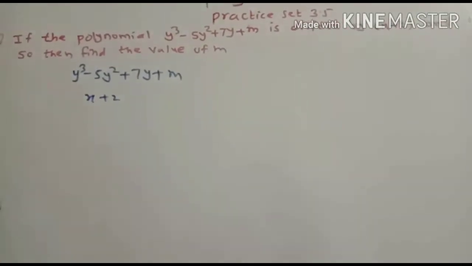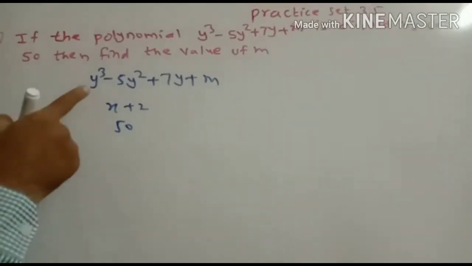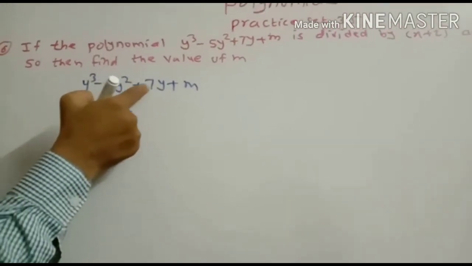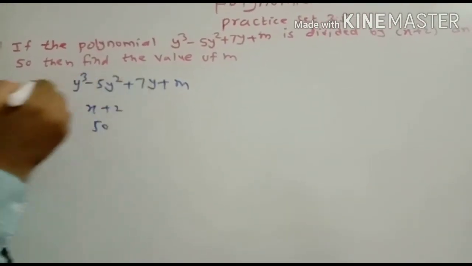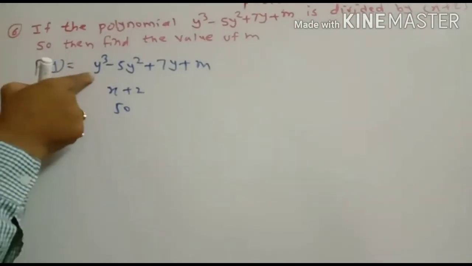Next example is, if the polynomial y cube minus 5y square plus 7y plus m is divided by y plus 2, then the remainder is 50. Find the value of m. The given polynomial is y cube minus 5y square plus 7y plus m, therefore we consider it as P of y. Why do we take y? Because the variable is y.